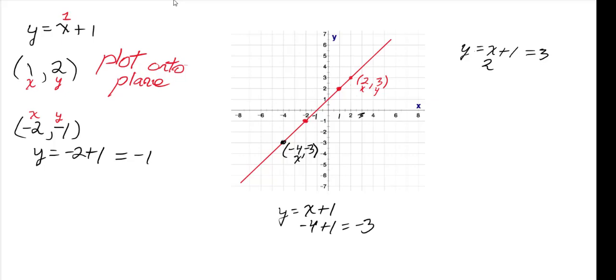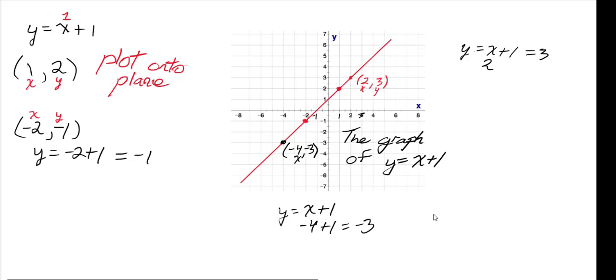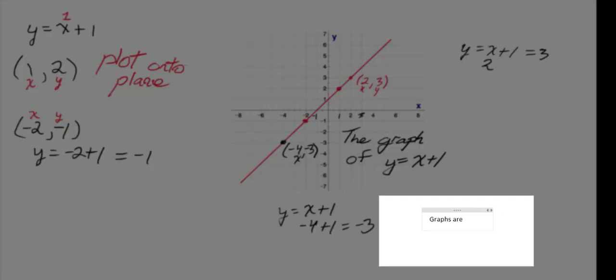So now you're starting to see that any point I pick on this line is literally a solution to the equation y equals x plus 1. And for this reason, we say that this is the graph of y equals x plus 1. So think of graphs as being a portrait of the solutions to an equation. Let's write that down. This is wonderful.